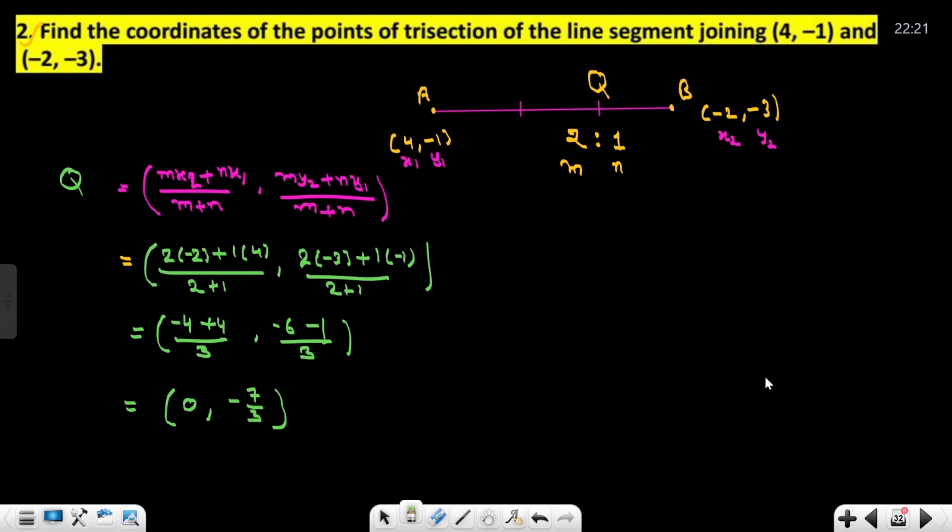If we need to divide it into 4 sections, then how many points are between them? 4 points.